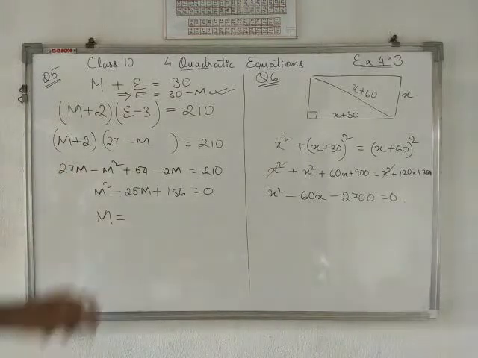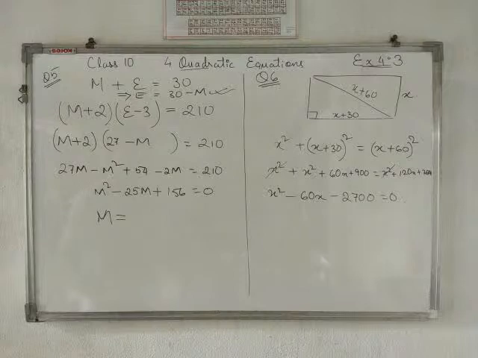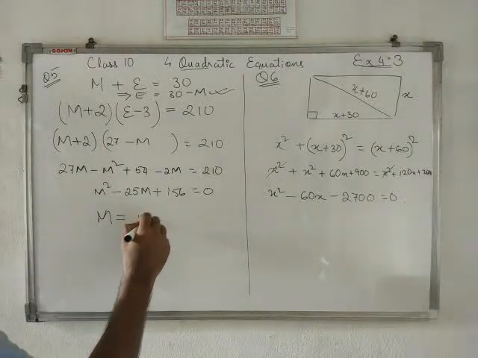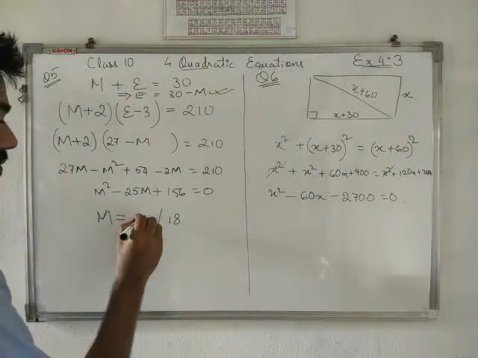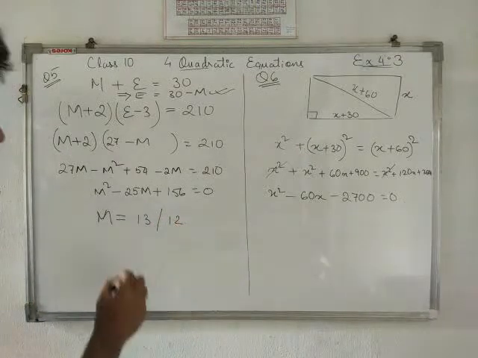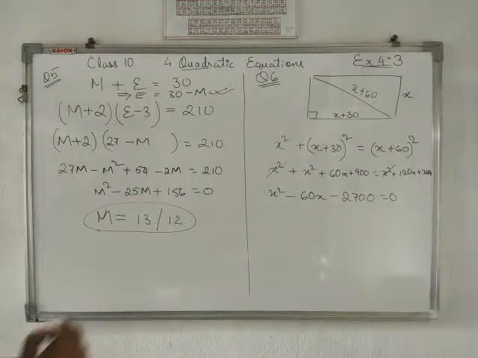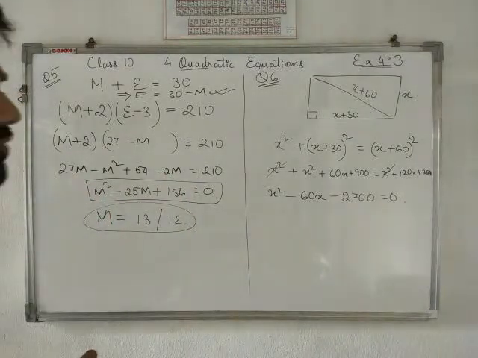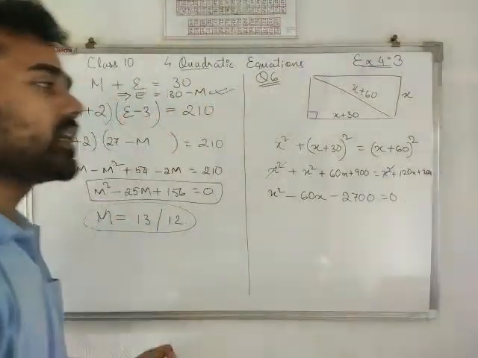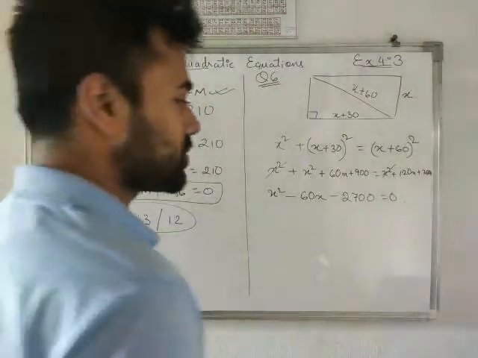Nobody has got this answer? This will be 17 and 18. Okay. No, this will be 13 and 12. Okay, please check the answer. Answer is not important. The main thing is, answer is also important, but the main thing is the equation. If your equation is correct, then the answer will be correct, unless some calculation mistake is there.